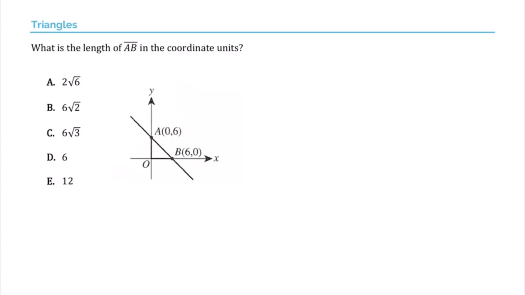What is the length of AB in coordinate units? Notice that this question is now building off the prior one. Remember that what we did in that prior question is we figured out the lengths. Let me redraw this really quickly. Here was A, here was B, and here was O. We figured out that this length here was 6 and that this length here was 6. So now the question is, what is the length of AB? What is this length here from A to B?